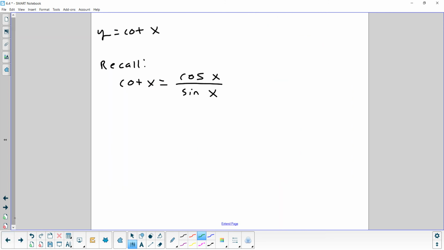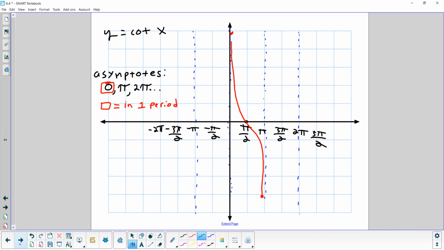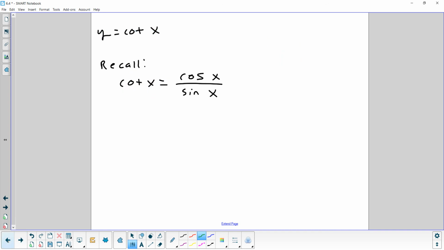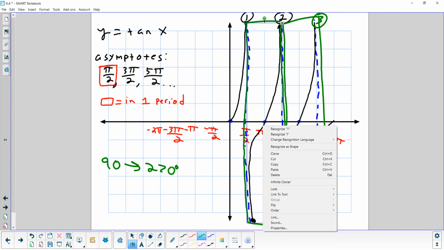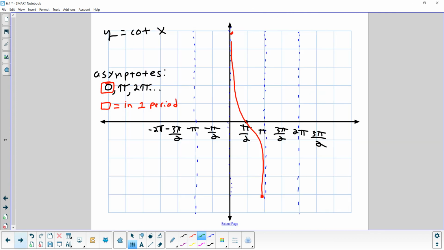In cotangent, pi over 2 is now a 0. In cotangent, there's an asymptote at pi. If we go back to tangent, pi is a 0. Okay, so all the zeros and the asymptotes switch places, and the curve goes the other way. Okay, same deal here. That's one cycle. These continue up and down forever, and every cycle has one asymptote in it.